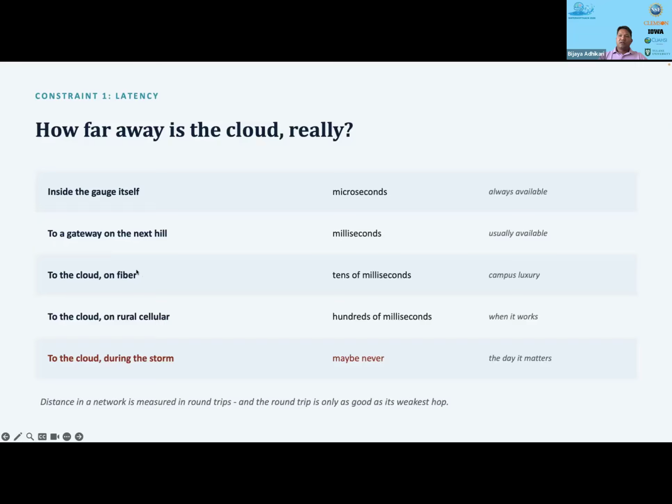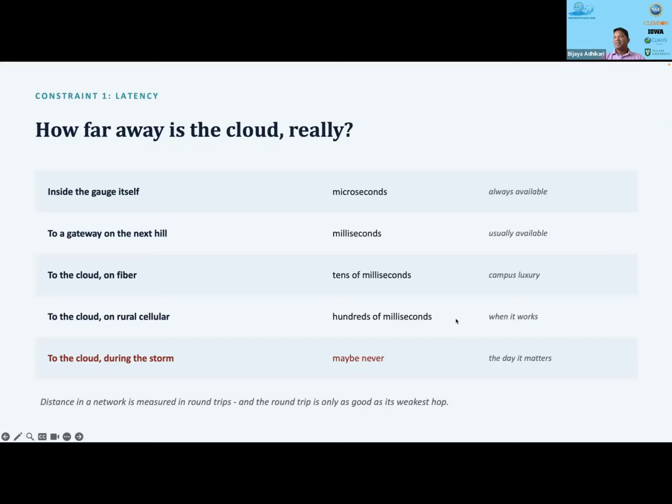And if you send to the cloud on a fiber from this gateway device, then it's tens of milliseconds. If there is cloud computing, or a powerful machine in some power station, or a river power station, then you can imagine this level of distance between the edge device and the cloud device. To the cloud on a rural cellular link, that's really, really far.